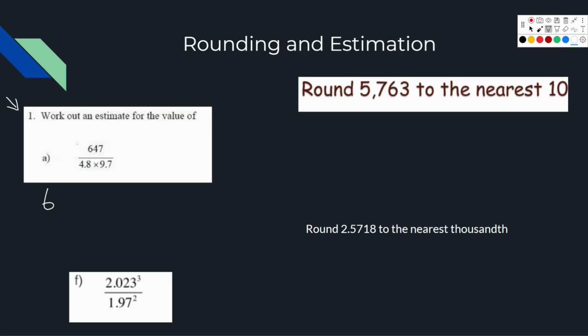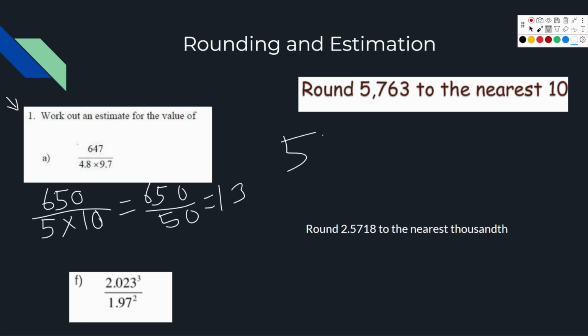So 650. For the denominator, we have 4.8. We can round that safely up to 5. And we have 9.7. We could round that safely up to 10. And then we get these values here: 650 divided by 50. And this is in fact equal to 13.